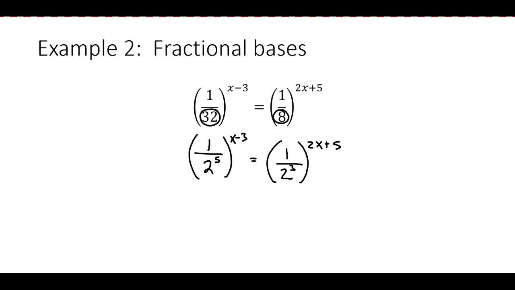I don't want this to be 1 over 2 to the fifth. I just want this to be 2 to the fifth. I can make it 2 to the fifth without the 1 on top if I make the exponent a negative. That's just a property of exponents. Same thing here. I don't want this to be 1 over 2 to the third. So what am I going to make it? 2 to the negative third. So that's your correction for the weirdness.